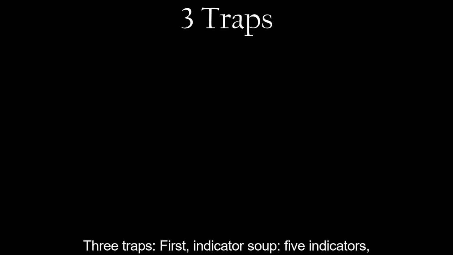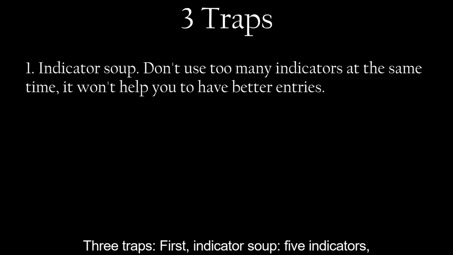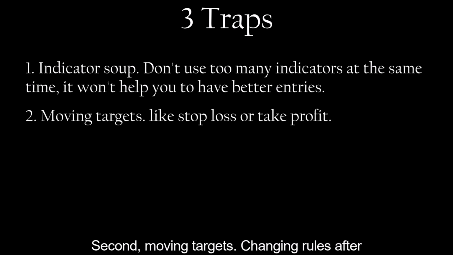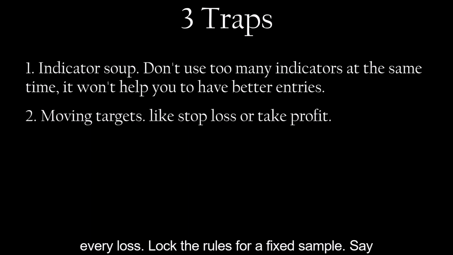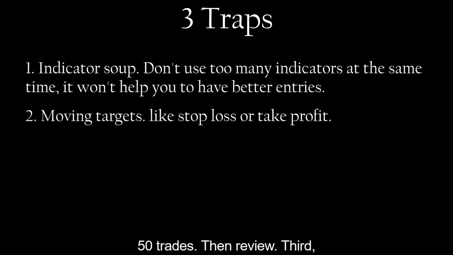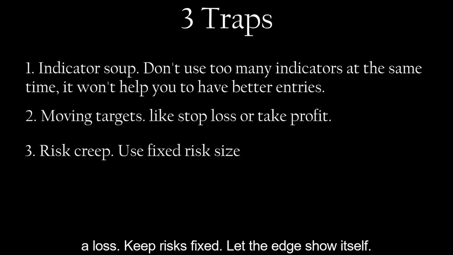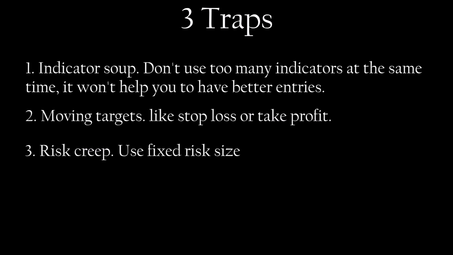Three traps. First, indicator soup. Five indicators agreeing once a week. No learning occurs. Second, moving targets. Changing rules after every loss. Lock the rules for a fixed sample, say 50 trades, then review. Third, risk creep. Doubling size after a win, halving after a loss. Keep risk fixed. Let the edge show itself.